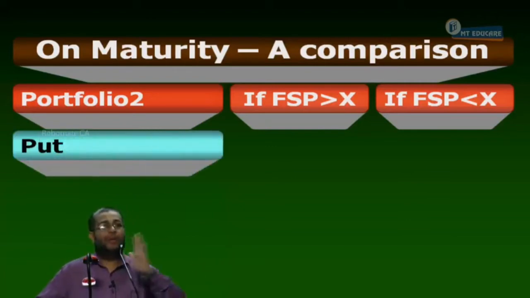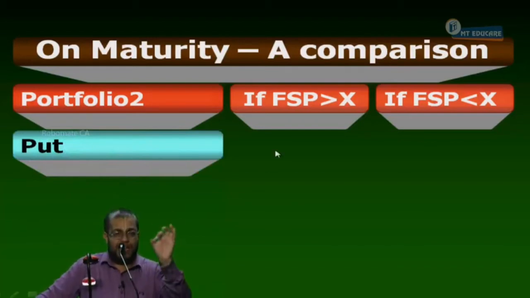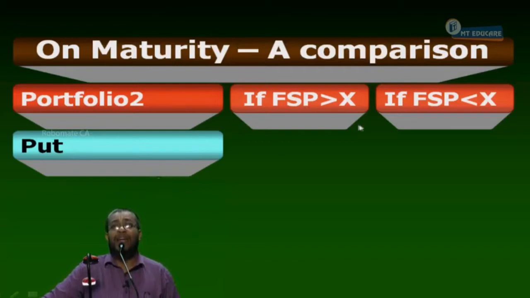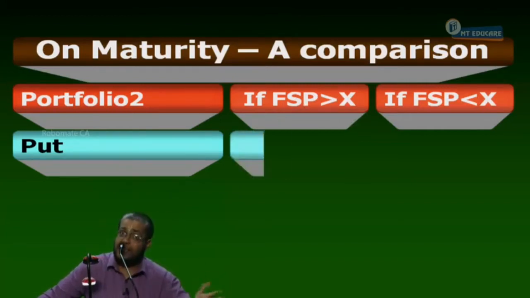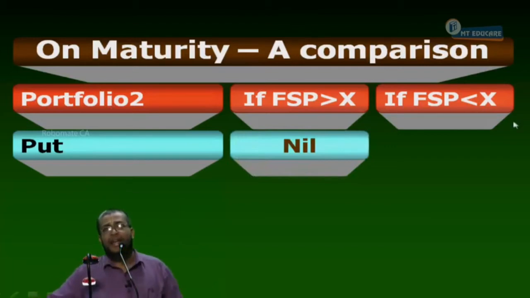Okay, you choose the put option. FSP greater than X: exercise or lapse? I have a right to sell at the strike price, but a share is worth higher money. Will I sell? I will not sell. Lapse. So the put is worth nothing. Put is nil.